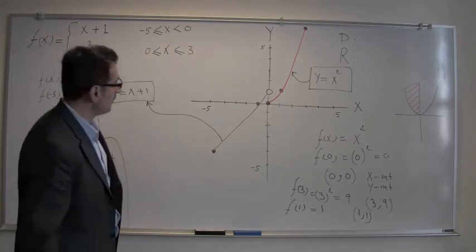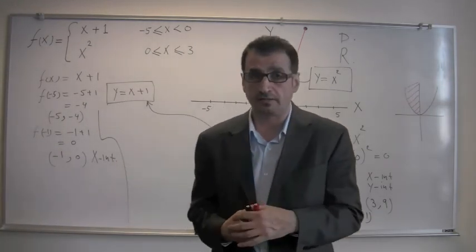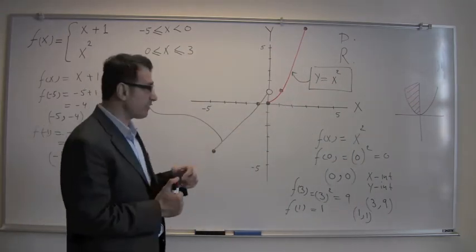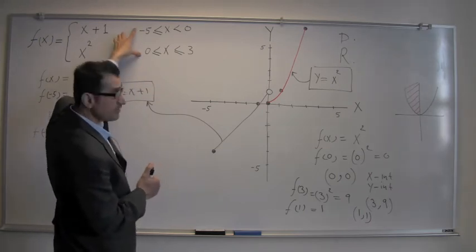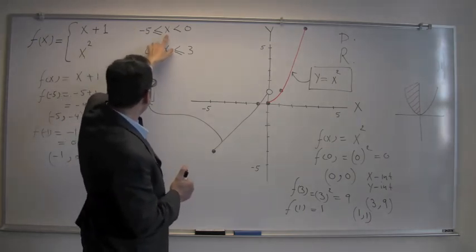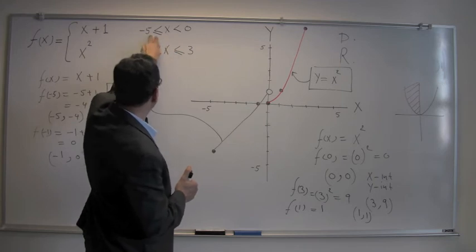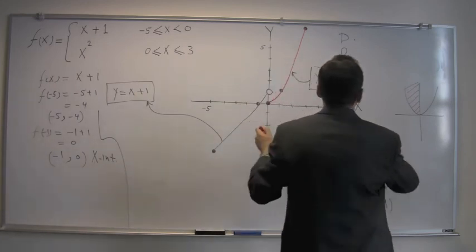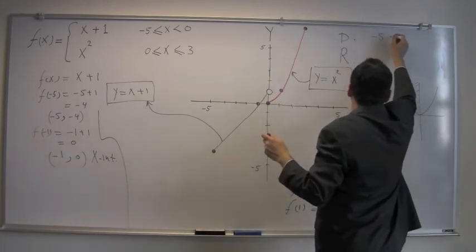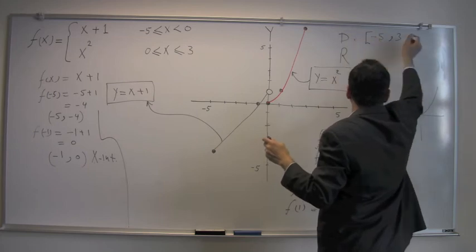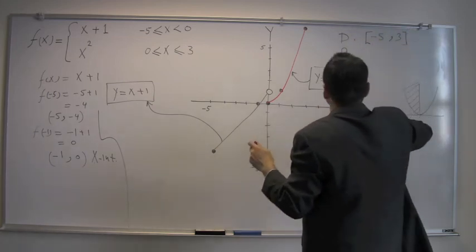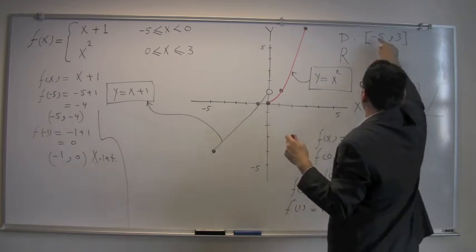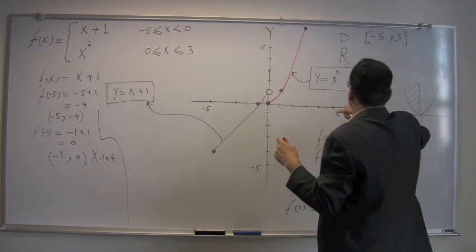Now, once I'm done with the graph, the next step is to find the domain and the range of this function. The domain of the function is already given by the restrictions. The lowest value for x is -5, and the highest value is 3. So my domain is x between -5 and 3, and both endpoints are included in the solution set. -5 is included and 3 is included.